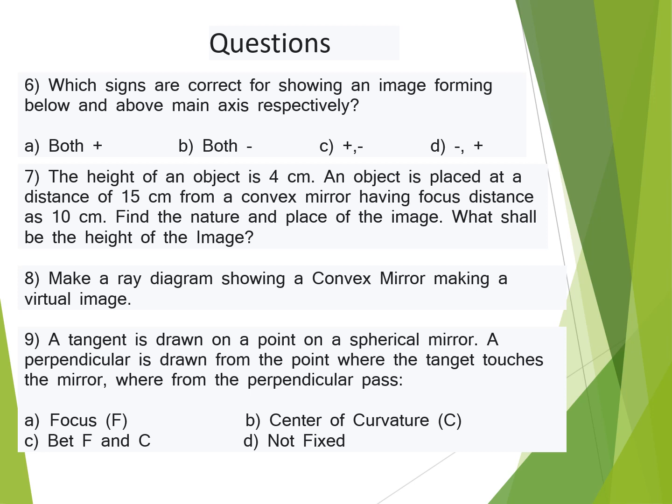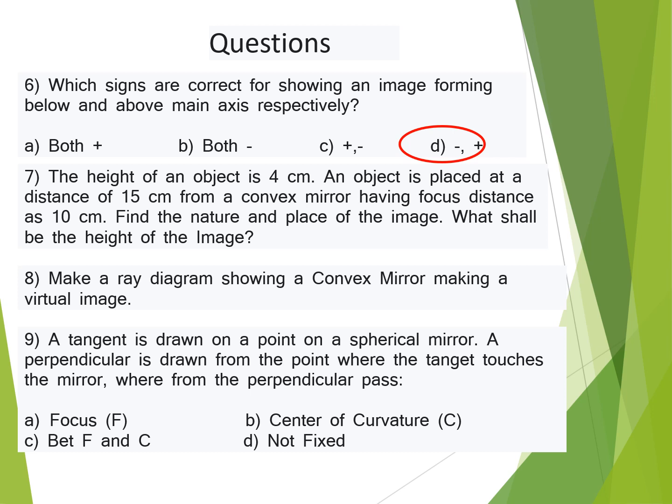Let's solve a few more questions. The first is, which signs are correct for showing an image forming below and above the main axis respectively? So we have seen before that if the image is formed above the main axis, then it will have a plus sign, and if it is below the axis, then it will have a minus sign. So it is asking below and above the main axis respectively. So minus and plus shall be the answer. So minus plus. So D shall be the answer.